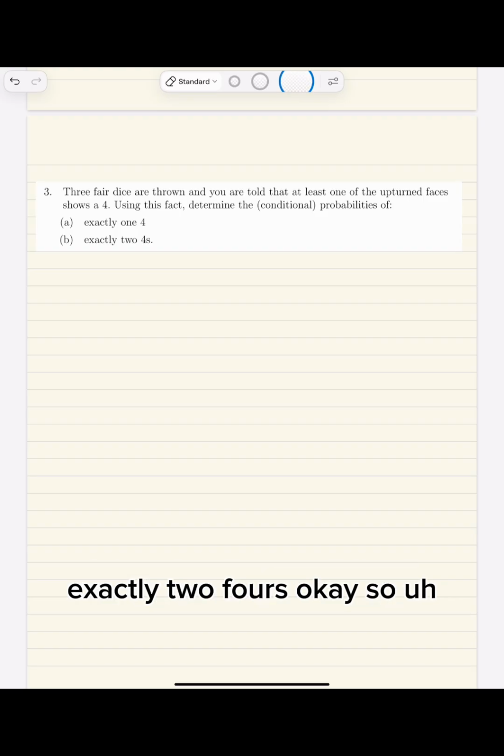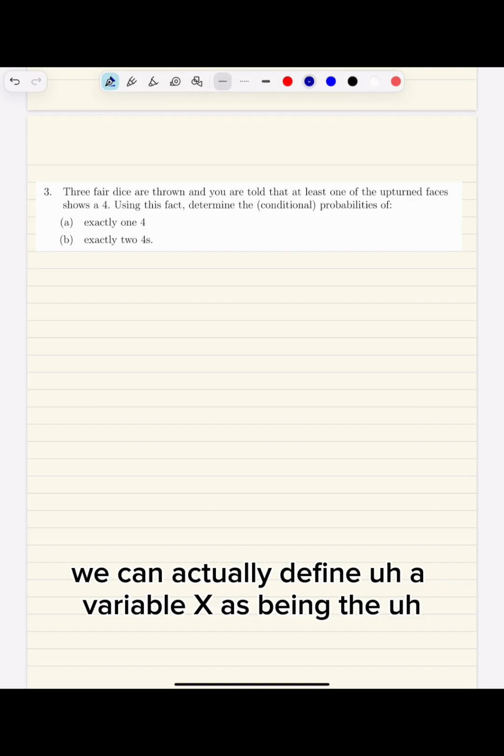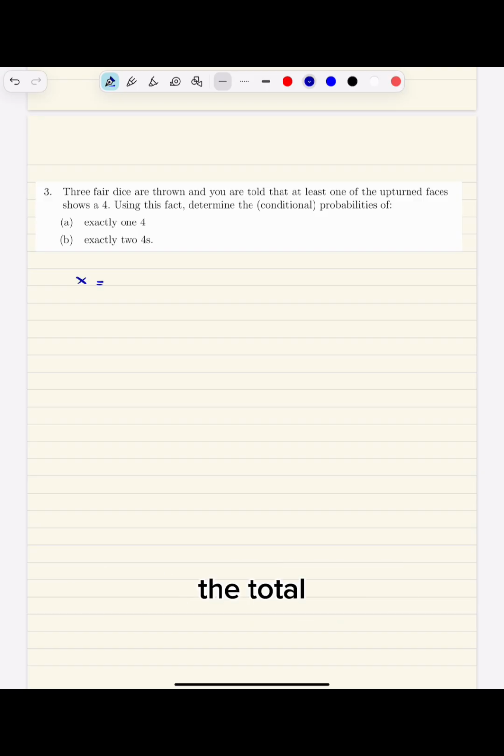Okay, so we can define a variable X as being the total number of 4s on the upturned faces.